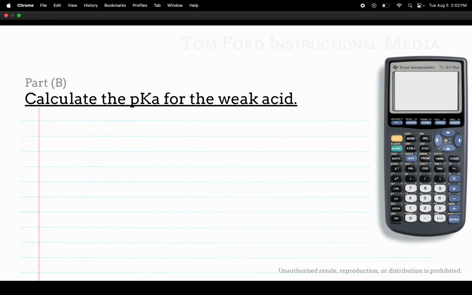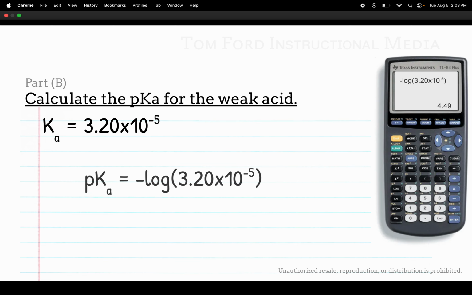Part B, calculate the pKa for the weak acid. So what do we need here? Just the Ka, acid dissociation constant, which is indeed given. We can simply take the negative log of the given acid dissociation constant, Ka, and that'll provide us our pKa.